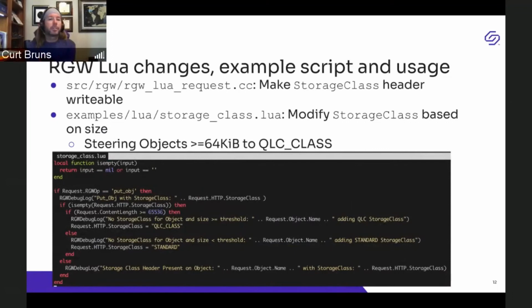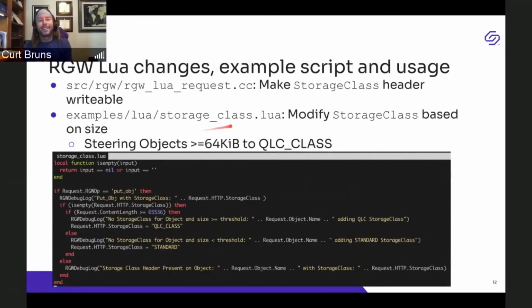So these are the RADOS Gateway Lua changes that had to be made to support this case. You had to make the storage class header writable. It was readable in the past, and if you make it read-write, then we can modify these storage class headers as the objects are getting put. That's how we're doing it. We're just looking at it on put. You could change it on gets, but that wouldn't do much for you.